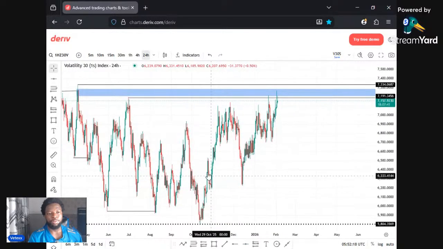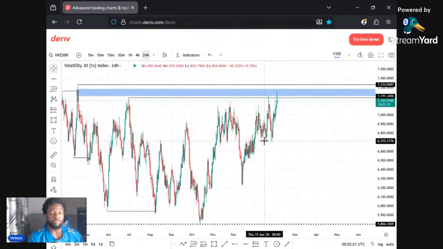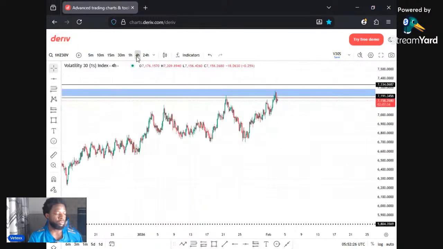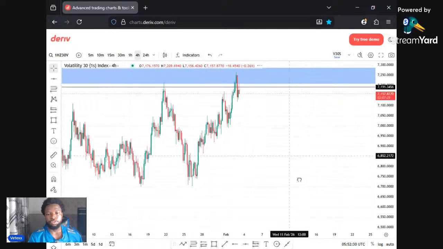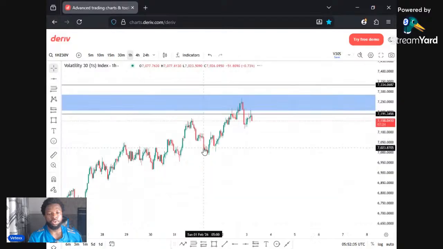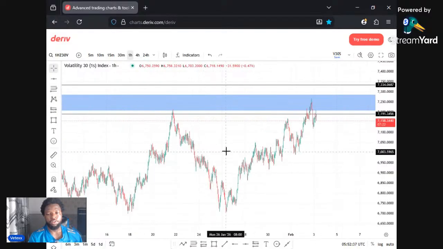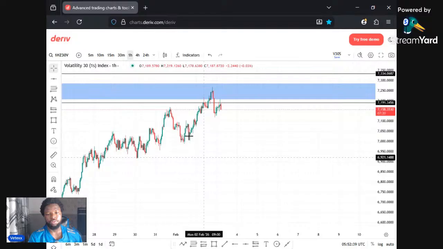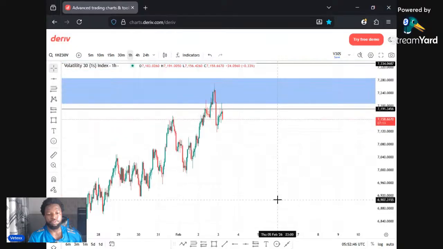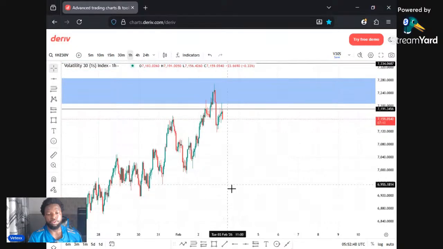Now that we know that price has tapped into our point of interest on the 24-hour time frame, let's go to the 4-hour time frame to see if we can spot any continuation. In the 4-hour time frame, there's nothing happening here, so you are going to be patient on this trade. You are going to wait for a while so that it gives us exactly what we want. Once it does, then we can start looking for continuation.